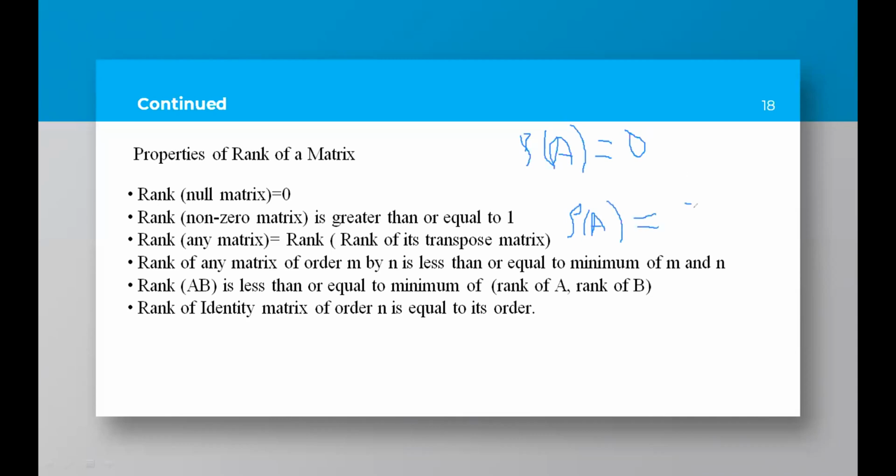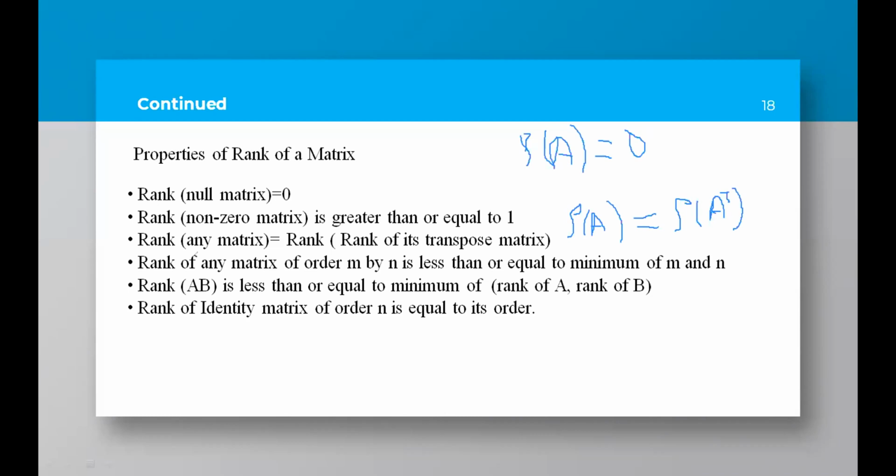Rank of A equals rank of A transpose. So in case they give the rank of the matrix and ask you to find the rank of the transpose, without thinking anything you can directly select the answer. It's like the determinant of the matrix is always equal to the determinant of the transpose matrix. The same condition applies here also: the rank of the matrix is always equal to the rank of the transpose matrix.